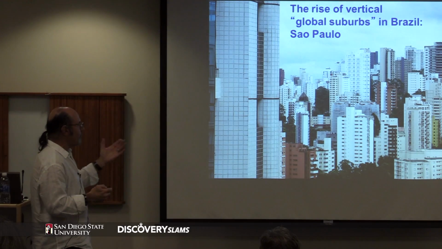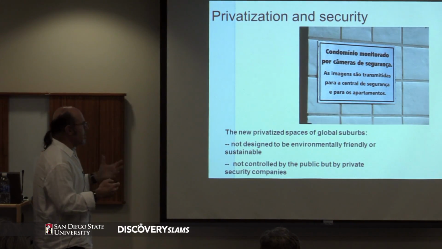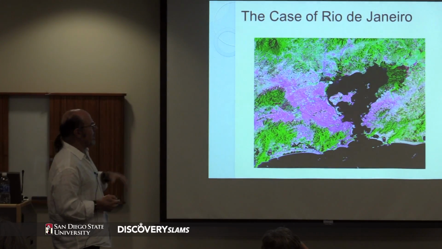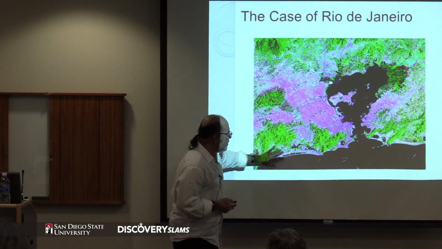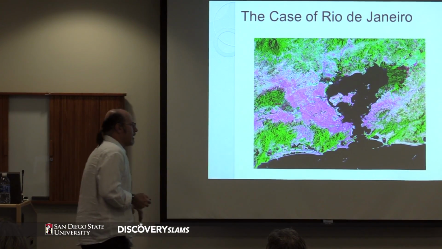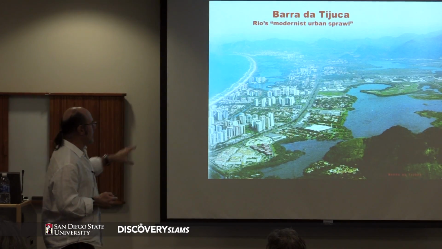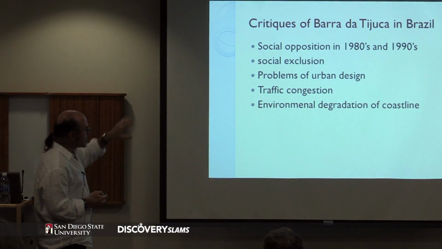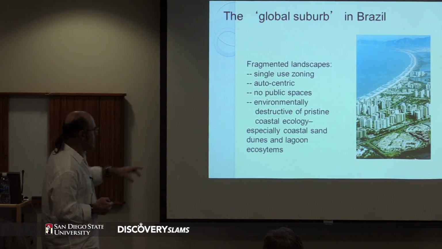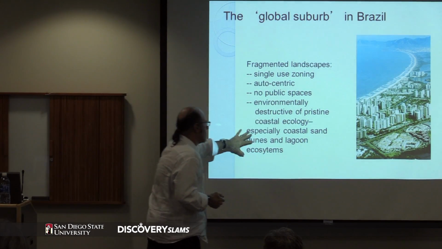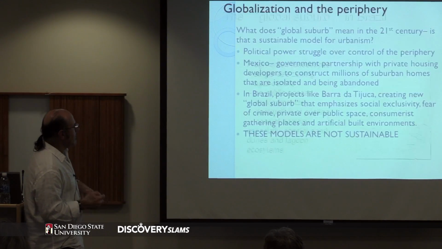Okay, so in Brazil, we find the same phenomenon, these vertical suburbs, highly privatized, lots of monitoring. I did a case study of Rio, and down here was the new suburb of Rio because they ran out of land. You can see all the green is all the mountainous parts of Rio, and this is what it looks like. Lots of problems there as well, traffic congestion, environmental degradation of the coastline, especially these lagoon ecosystems and coastal sand dunes that are being massively destroyed by these high-rise, high-density developments.